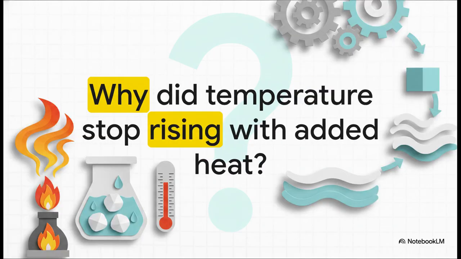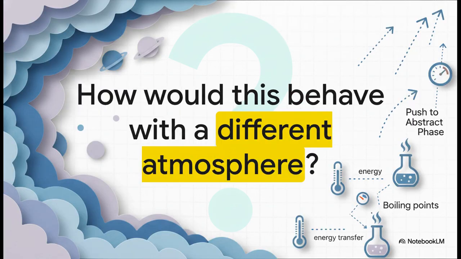Now, what's really interesting about this slide is the shift into the bridging phase. Once those initial observations are out there, you ask, why do you think the temperature stopped rising, even though we continued to add heat? The shift in cognitive demand here is wild. It's no longer just reading a thermometer. You're demanding a connection between what they saw, that plateau temperature, and the invisible principles of phase change and energy transfer. You're forcing analysis.